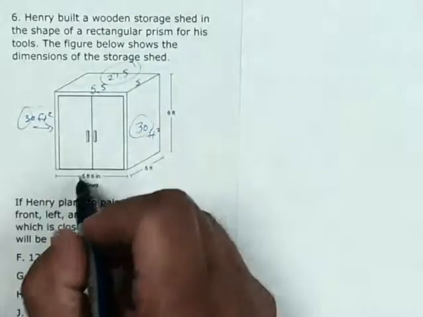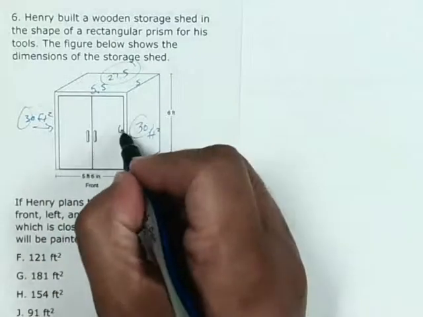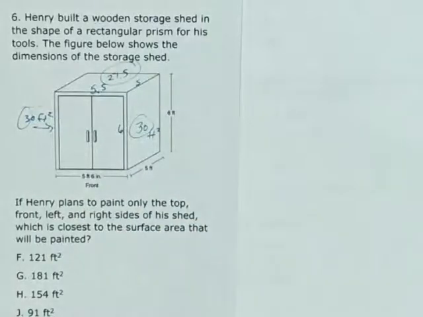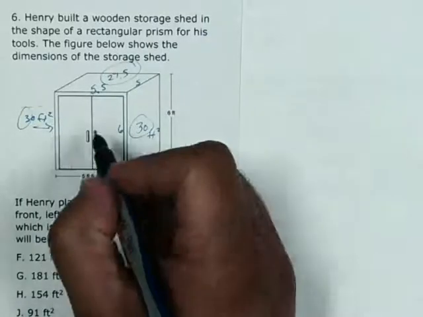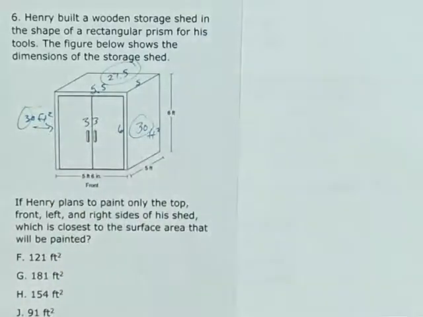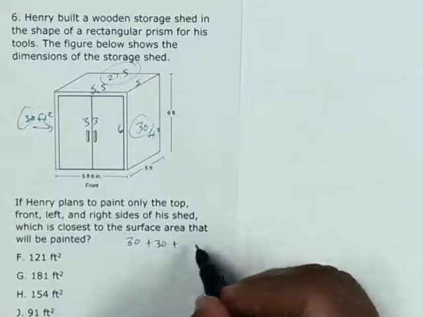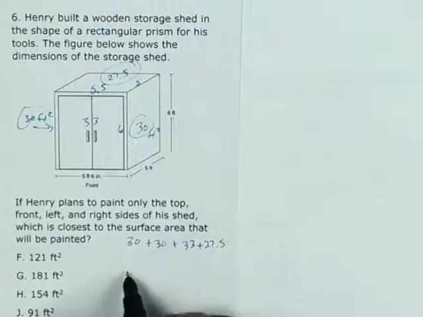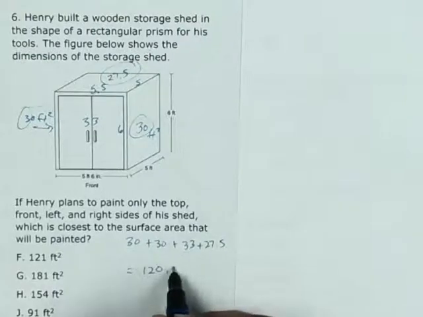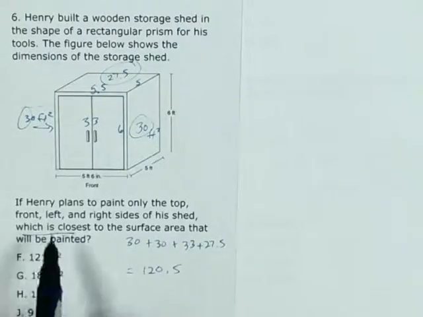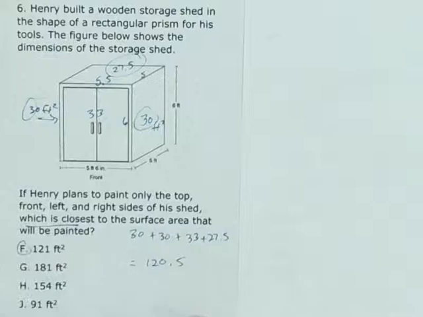Then he's going to paint the front, so again that's at 5.5. This time it's going to be times 6. So 5.5 times 6 comes out to be 33. All right, so then we add those together. So you got 30 plus 30 plus 33 plus 27.5 comes out to be 120.5. So it says which is the closest. So that's going to be F, 121 feet squared.